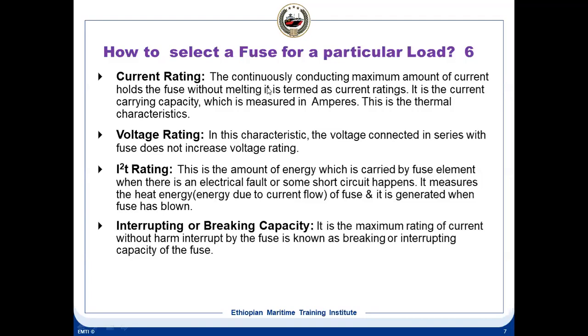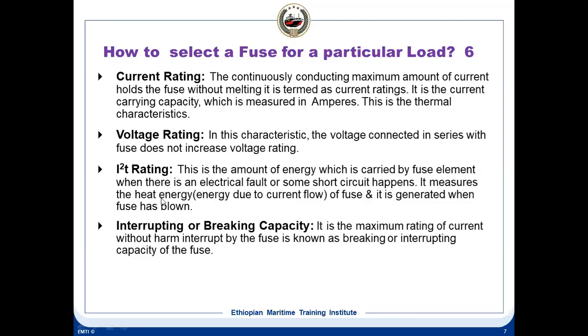It's not I squared R. I squared R is the power. So it is the measure of the energy required to melt the fusing element. This rating you will find in some of the fuses. The I squared T rating is the amount of energy carried by the fuse element when there is an electrical fault or a short circuit. It measures the heat energy of the fuse, which is generated when it has been blown.